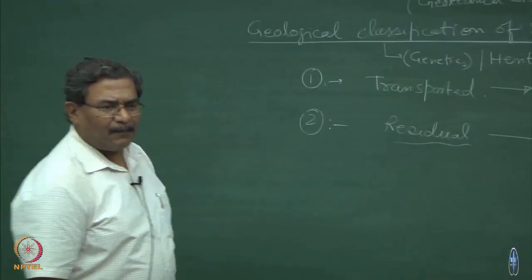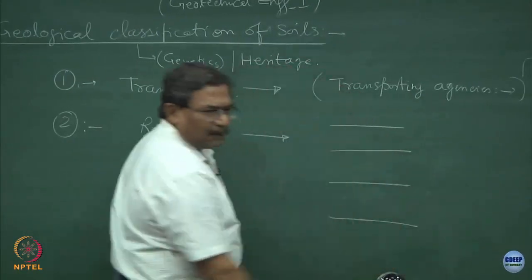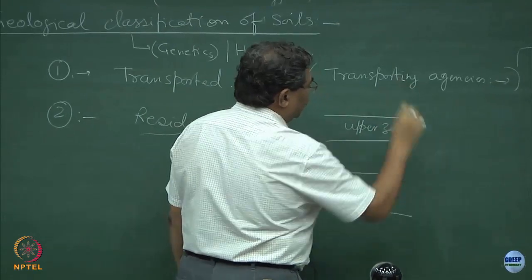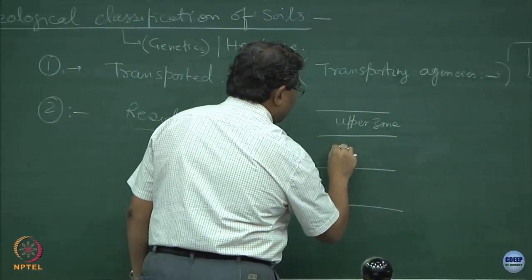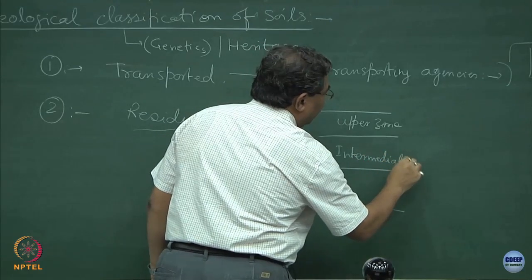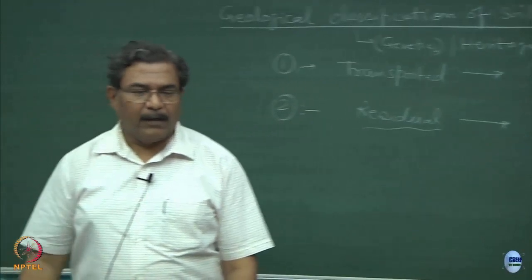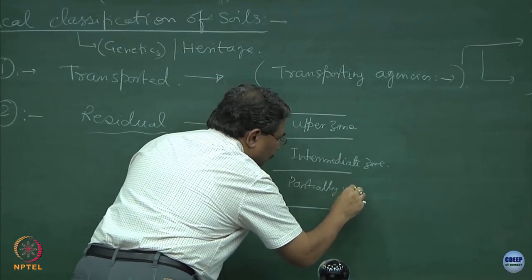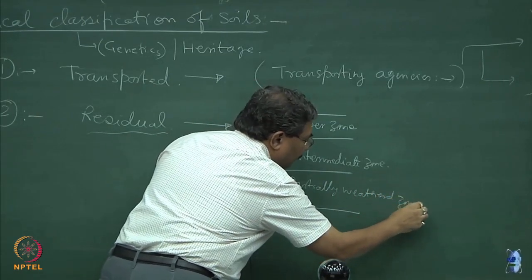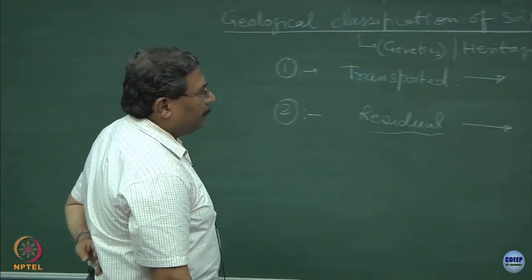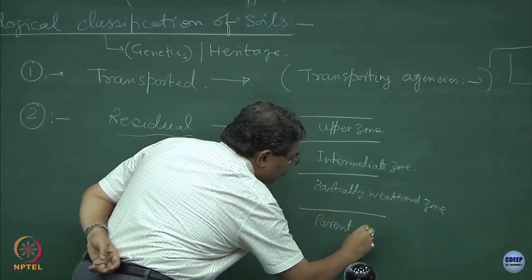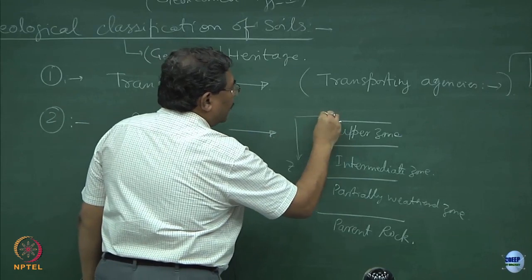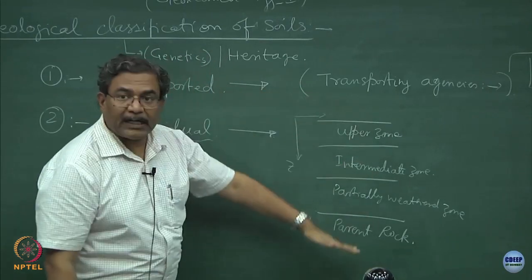So, there is a typical way of showing this. The upper layer is known as the upper zone, and then it is followed by the intermediate zone. This is the schematic diagram for depicting the residual soils, followed by the partially weathered zone, and this is followed by the parent rock. All right. So, this is how the depth varies. This is the extent, and this becomes a strata for me.